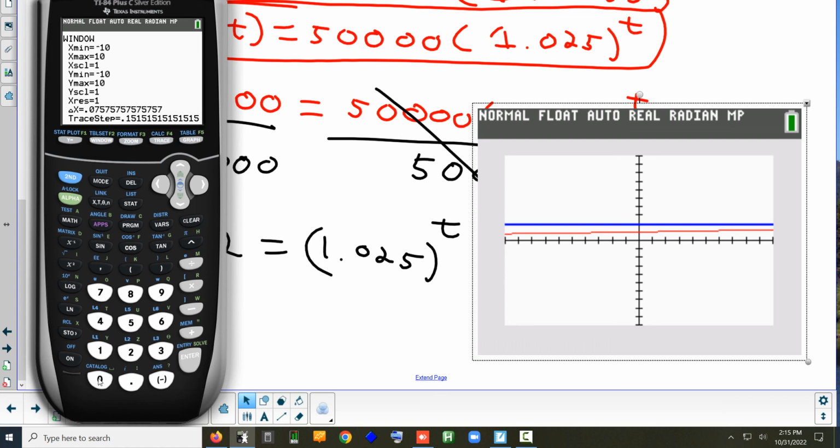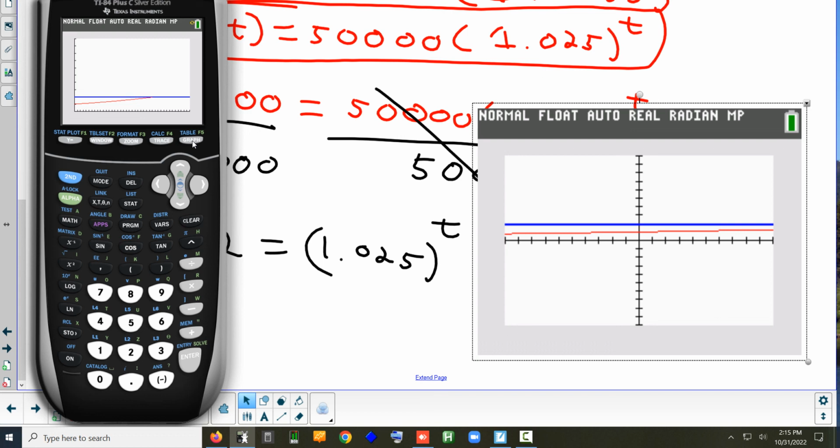We really don't even need to look at negatives in the x min. That doesn't make sense. X is time. We can't have negative time. So we might as well put that at 0. We can't have negative people in the town, so we don't really need to look at negatives for y either. Let's just set our x max. Let's try 40. Hit graph. So there's my line at 2. Hopefully we're going to see that curve.